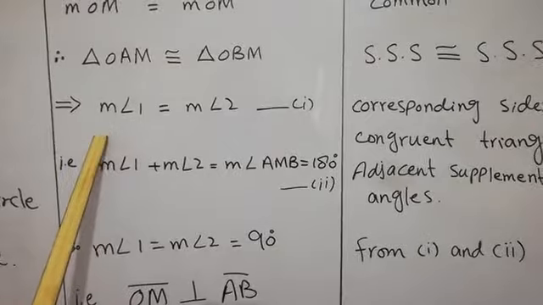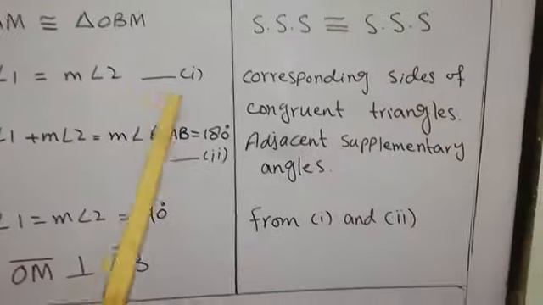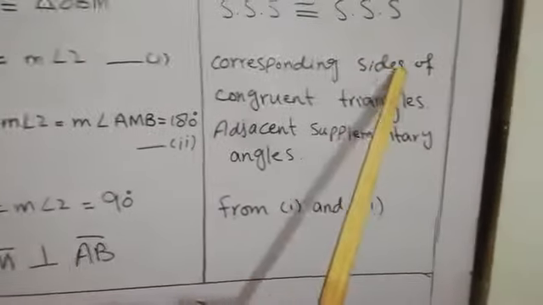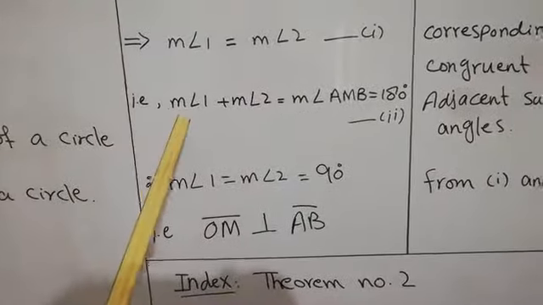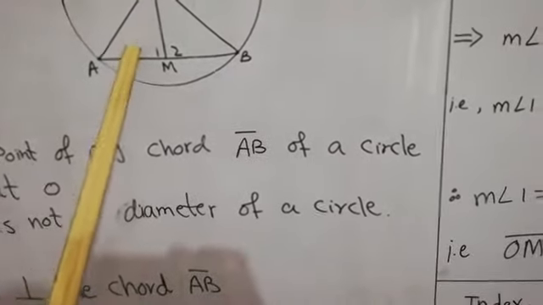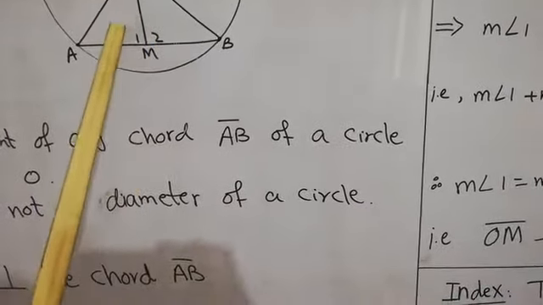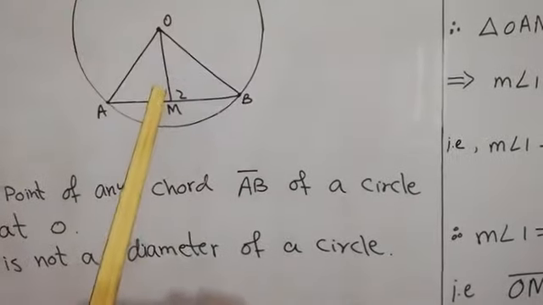Dear students, measurement of angle 1 equals measurement of angle 2 because they are corresponding angles of the congruent triangles. Now we know that the sum of these two angles, angle 1 and angle 2, forms a straight angle. The sum of these two angles equals 180.